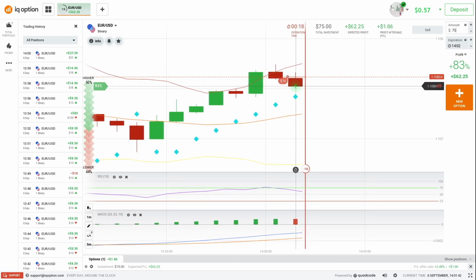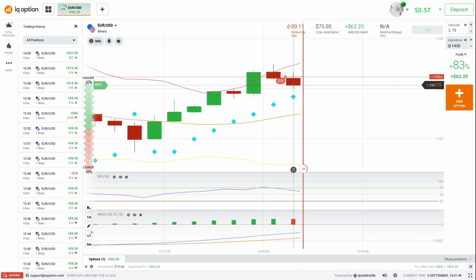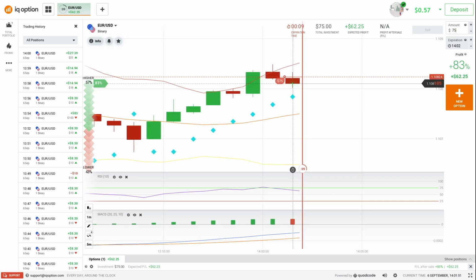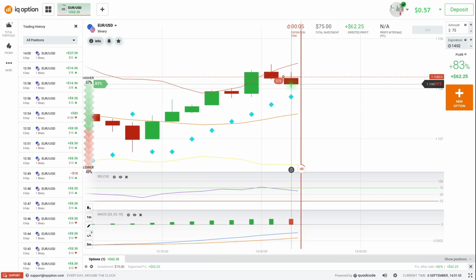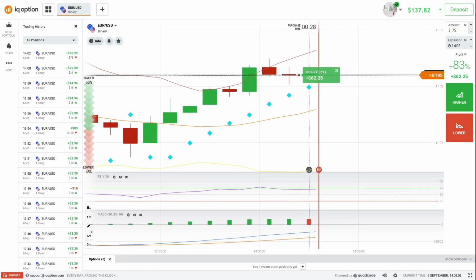Also, as you can see, I'm trading with 1 minute candlesticks. So focus on short time frames since you are trading binary options and it's short. So from 1 to 5 minute expiry maximum. I like to trade with 1 minute. You can trade with 5 minute expiration time.